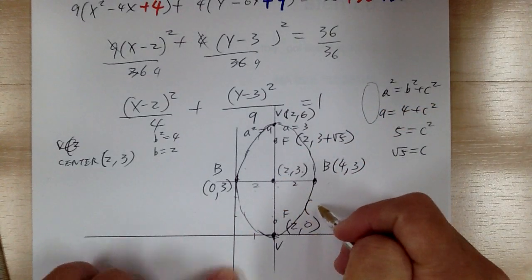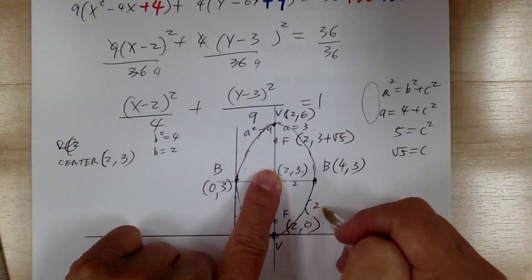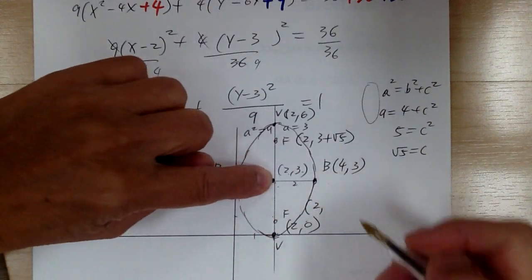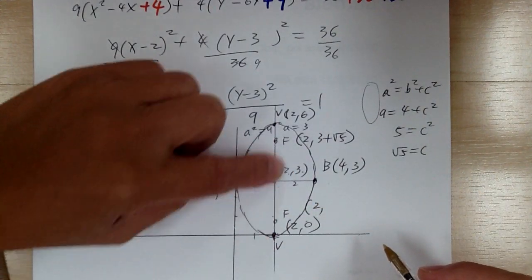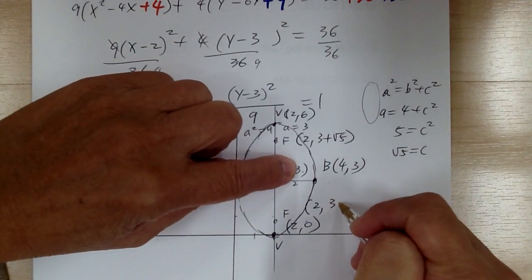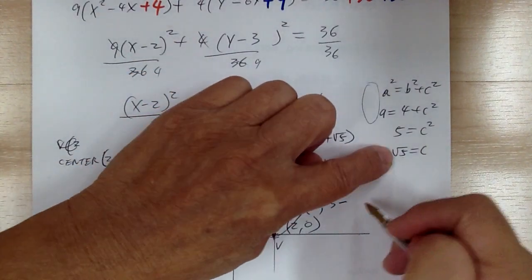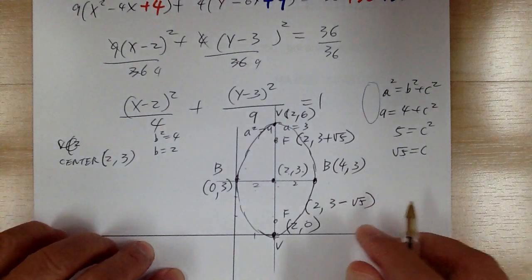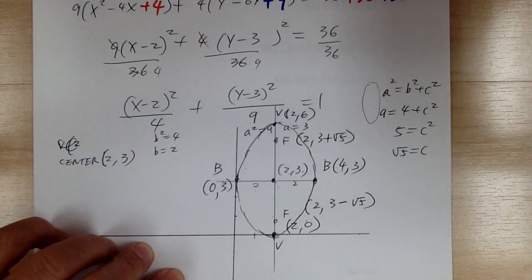This one, again, when you go up and down, the x stays the same. So you start at the center, and you go down, you have to minus. So start at 3, you go down, you minus by the distance over here. Okay, so that's how you figure out the foci.